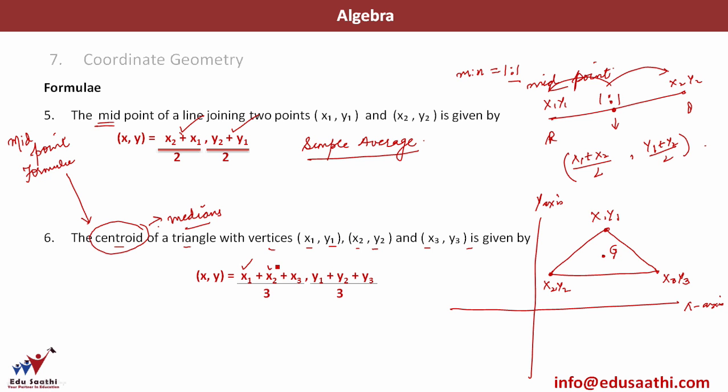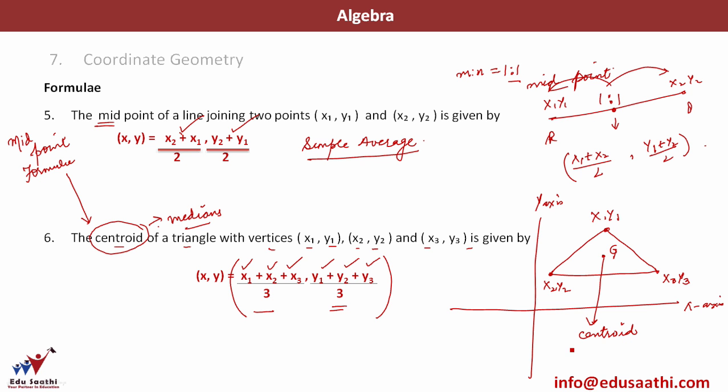(x1 + x2 + x3)/3. This will be the x coordinate, and (y1 + y2 + y3)/3 will be the y coordinate that you will have. So the x coordinates' average gives you the x coordinate, and the y coordinates' average will give you the y coordinate for this point, which is the centroid of the triangle.